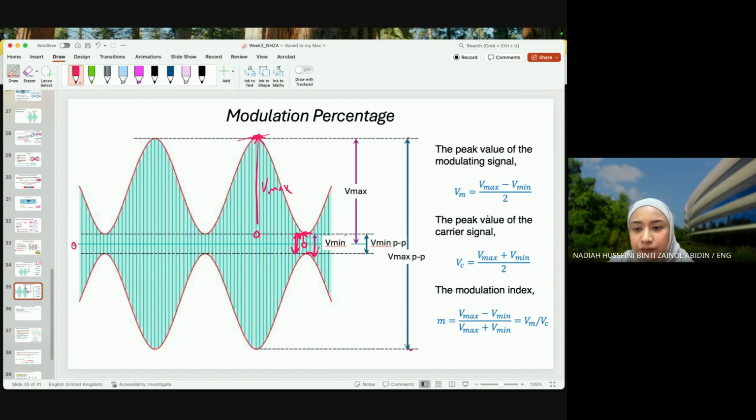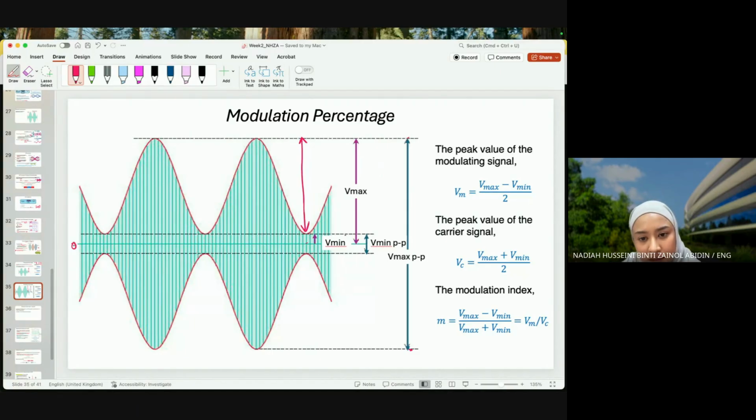Okay, to find out Vm, Vm is related to our modulating signal. The equation is Vmax minus Vmin divided by 2. Let's see. Okay, bear with me a little bit more. Vmax is this, right? And then you get rid of this. So what you're left with is from here to here, right?